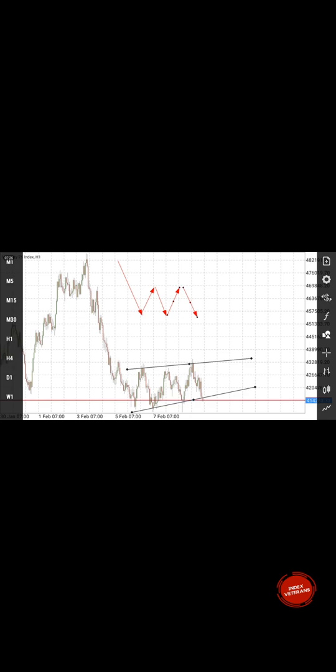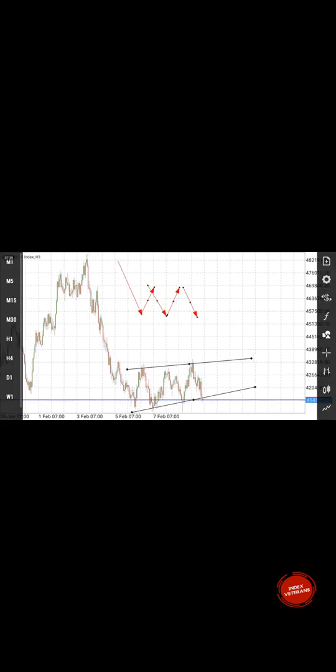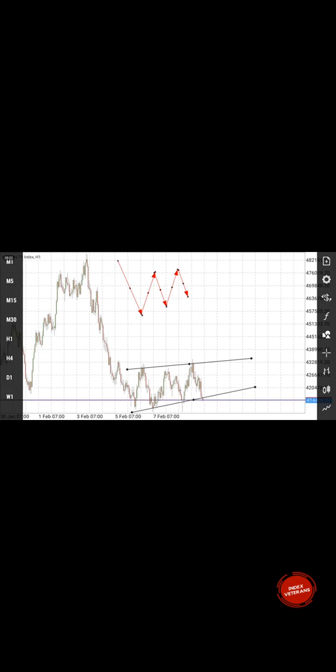A flag pattern is usually kind of rising up at the same time. Okay, I'm showing you how the flag pattern usually is. Okay, this is a flag pattern now. This is a flag pattern.